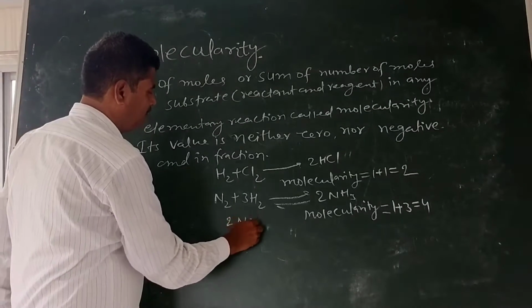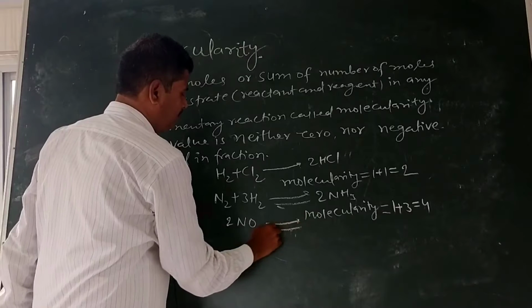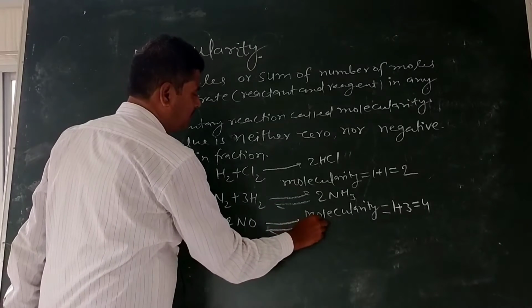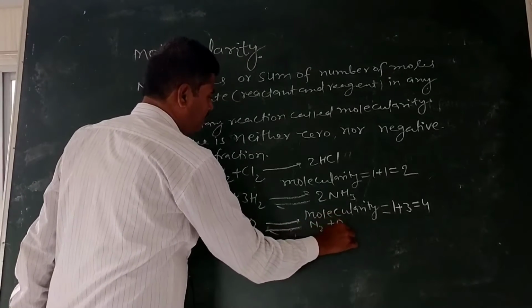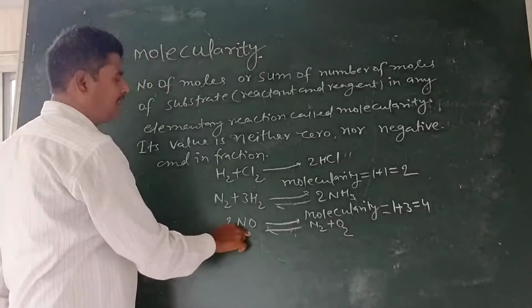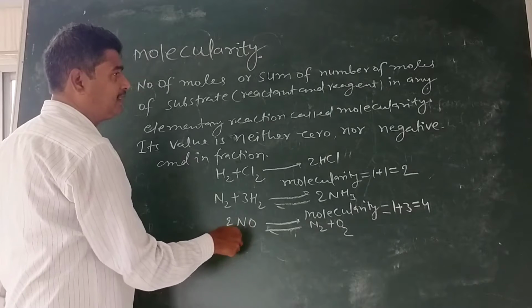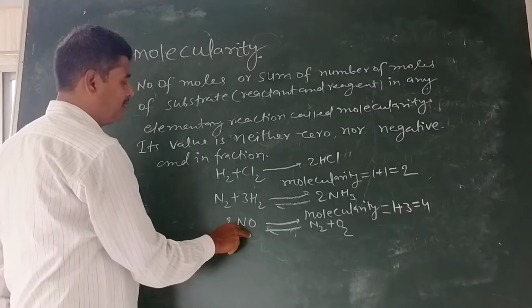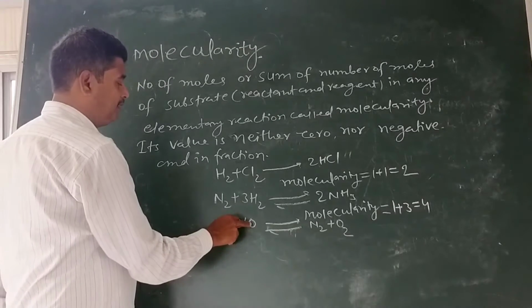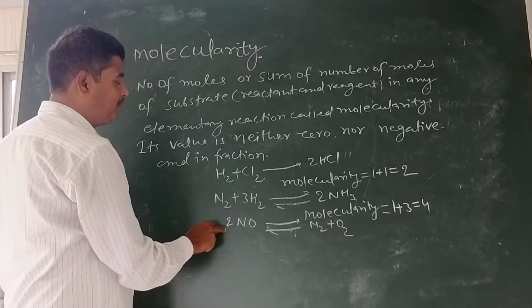Now, 2NO on decomposition gives N2 plus O2. So here 2 moles of nitric oxide take place in the decomposition reaction. Hence the molecularity will be equal to 2.